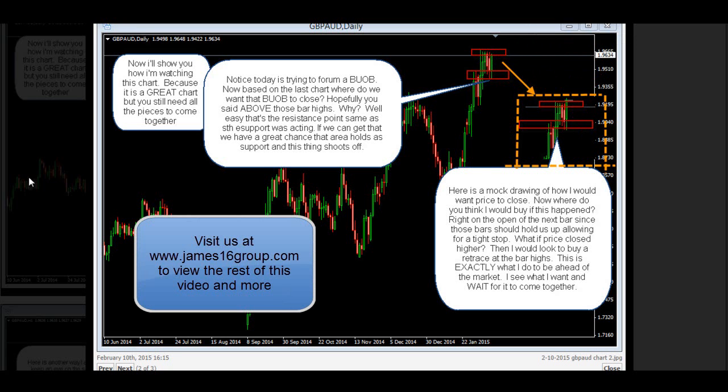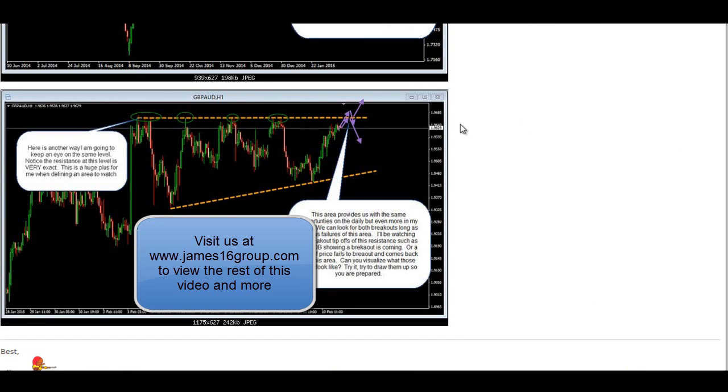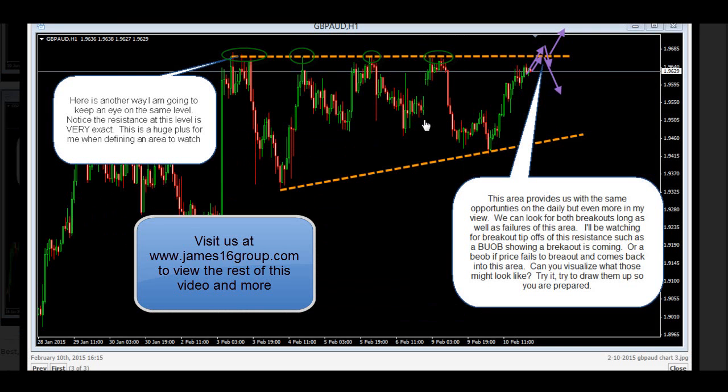And I also sent out a third chart saying, listen, if we blow this area up, here's the hourly chart.